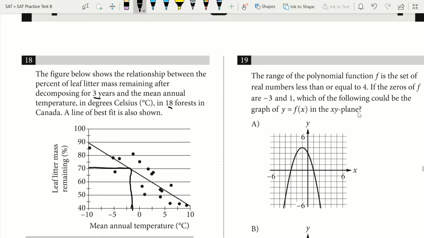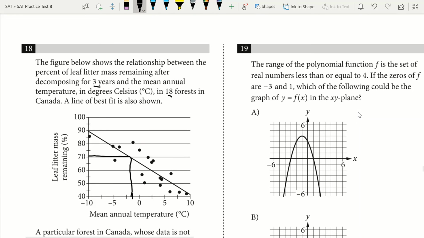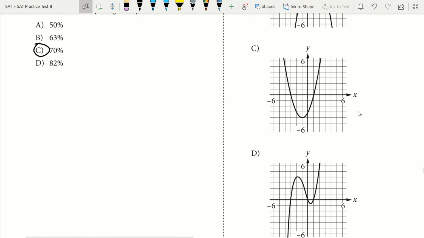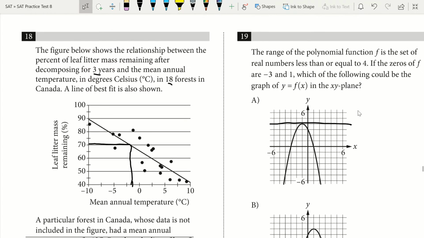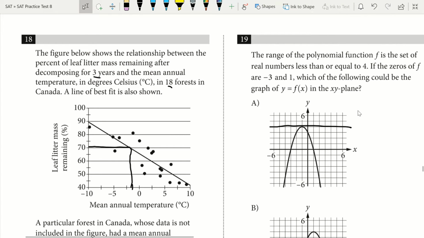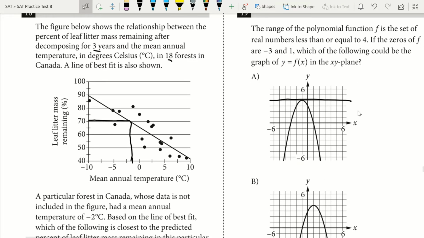All right, question 19. The range of the polynomial function f is the set of real numbers less than or equal to 4. Okay, so if my range is less than or equal to 4, I can't go above that line that I just put on that graph. So any equation where I go above it, such as C and D, I can go ahead and X out. Next, I'm told that the zeros of f are -3 and 1, which means my x-intercepts are -3 and 1. I see I have that in A, and I don't have that in B. All right, so my answer is A.